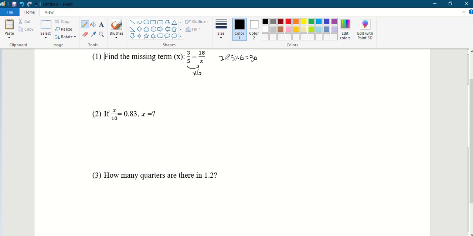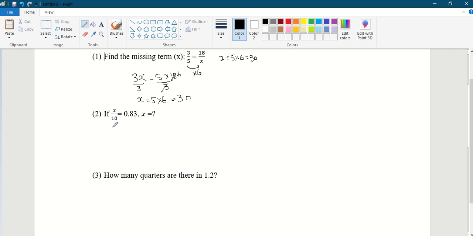Another possible way is we cross multiply. So we multiply 3 with x, 5 with 18. So the denominator from here to the numerator here, and the denominator here to the numerator there. In that case, what we end up getting is 3x equals 5 times 18. So if you want x alone, we divide both sides by 3, and then 3 and 18 reduce to 6. So x equals 5 times 6, which is 30. Either way, we end up getting 30.